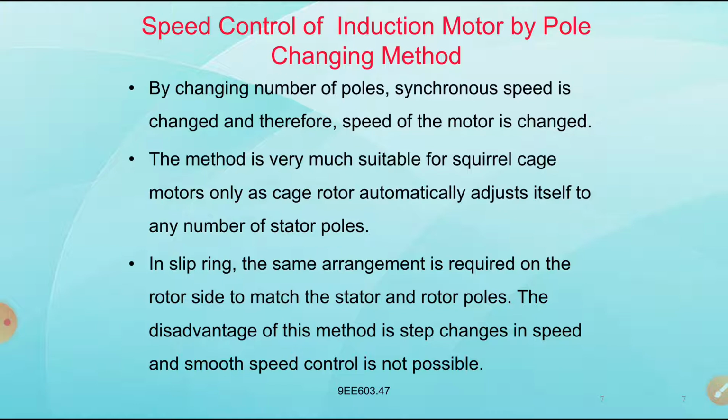just like our domestic regulators, fan regulators. Number 1, 2, 3, 4. We are changing the number of regulators, so we are going to get the stepped speed. We are not going to get the smooth variation. Whereas in case of our domestic electronic regulator, you can observe, we are going to get the smooth variation of the speed. Okay. Whereas the manual regulator, 1, 2, 3, 4, 5 numbers, so we are going to get the stepped speed. Okay, that is the one disadvantage in this case.